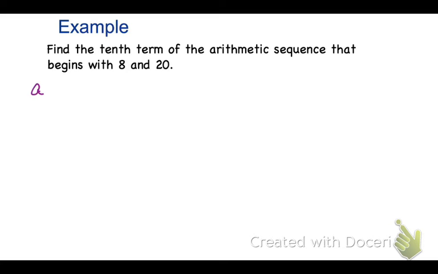So, find the 10th term. I want a sub 10 for the arithmetic sequence that begins with 8 and 20. So what is 8? A sub 1. And what is 20? A sub 2. Because it says it starts with, right? It doesn't tell me anything else. So can you do this whole problem with that information? Yes, because you have the common difference there. What is the common difference? 12. Okay. So just do that and find a sub 10.